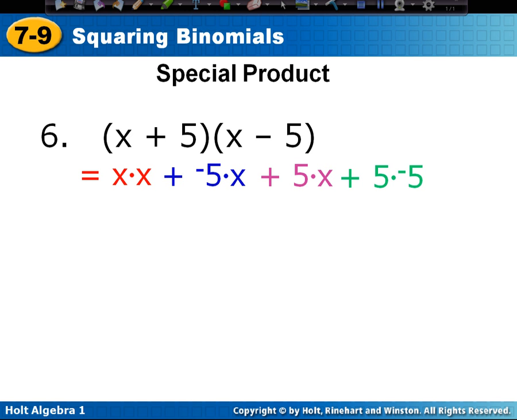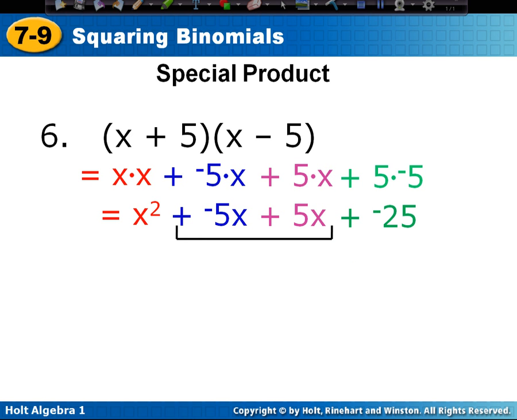When we distribute, please make sure you drew your arrows, even though they are not in the slide on the PowerPoint. Then we're going to multiply: x times x is x squared, negative 5 times x is negative 5x, 5 times x is 5x, and 5 times negative 5 is negative 25. We're going to put our 2 middle terms together, but notice here I have a negative 5x and a positive 5x, so they're actually going to cancel. So my 2 middle terms are going to cancel here, and I'm just going to be left with x squared minus 25.